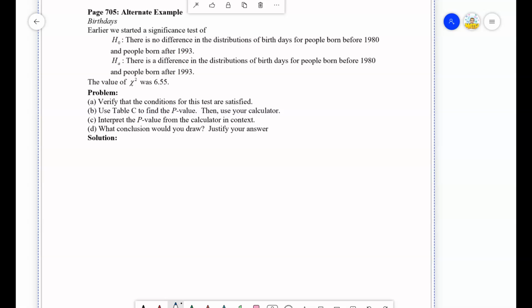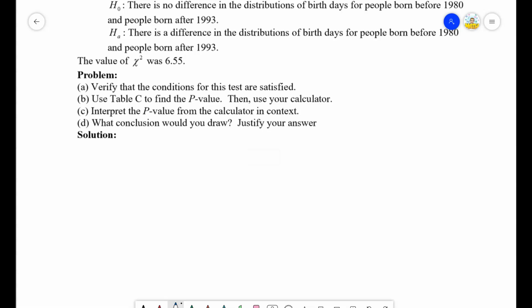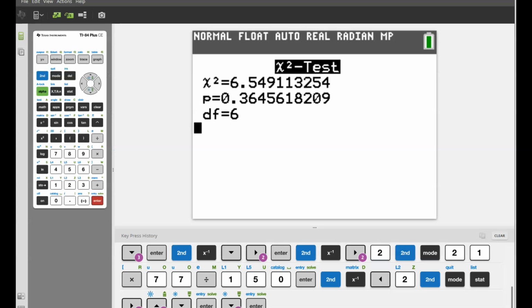Okay, so interpret the p-value from the calculator in context. Okay? The p-value means that, let's just write it down first so that we have that, 0.365.